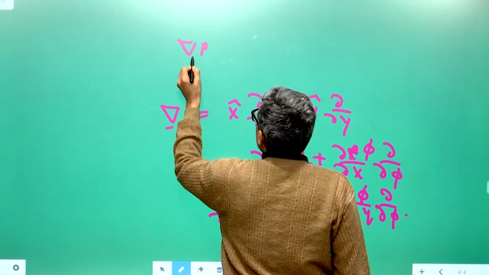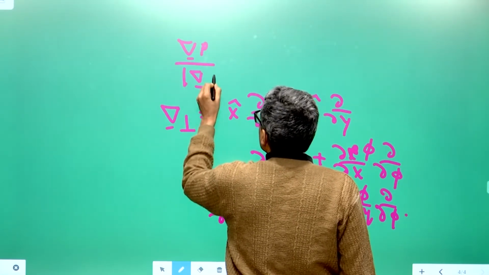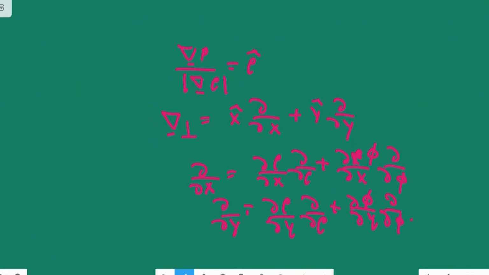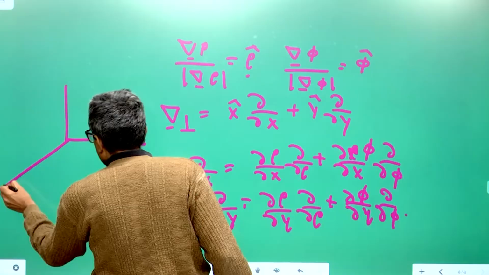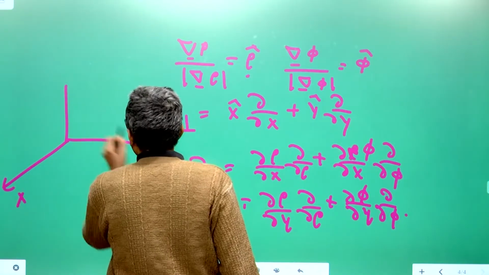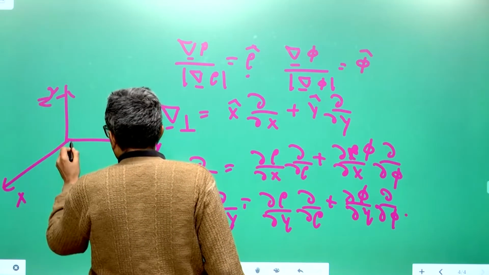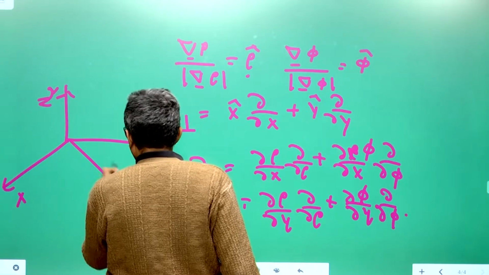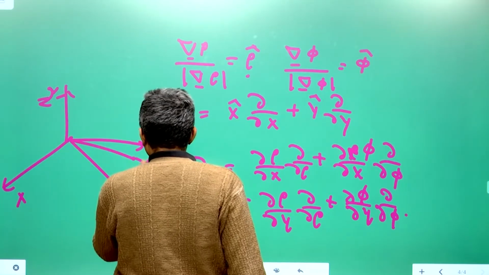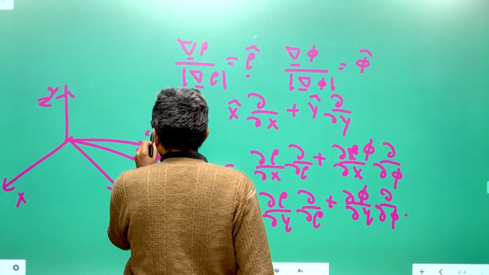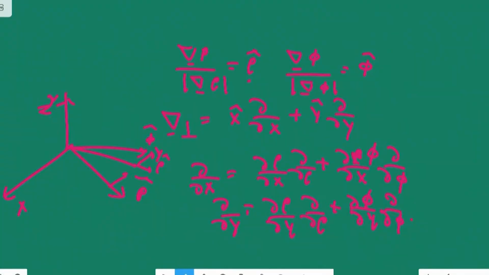∇ρ divided by |∇ρ| is ρ cap, and ∇φ divided by |∇φ| is φ cap. These are the unit vectors along the radial direction ρ cap and the φ cap direction. That is, if you take the system of coordinates to be like this, then this is ρ cap at this point. ρ cap changes from point to point and φ cap is perpendicular to it.